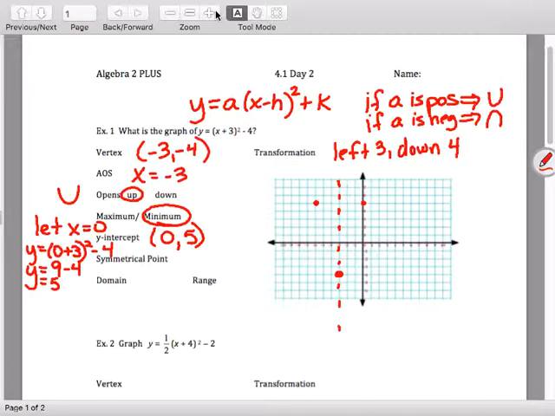So what is that point? That's going to be what's called our symmetrical point. Does anybody know the coordinates? -6, 5. Good job. It's -6, 5. And look, I can now draw a beautiful parabola, and I only had to find one actual point. So the domain is -infinity to infinity.